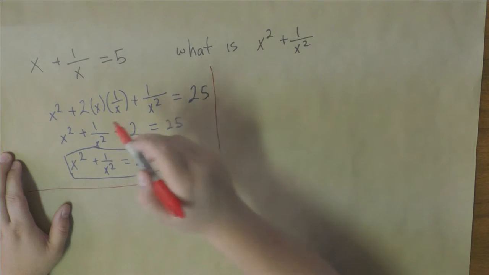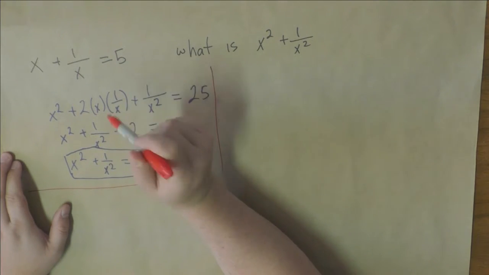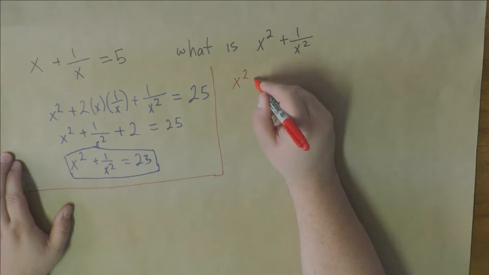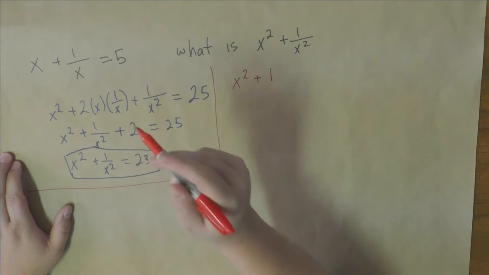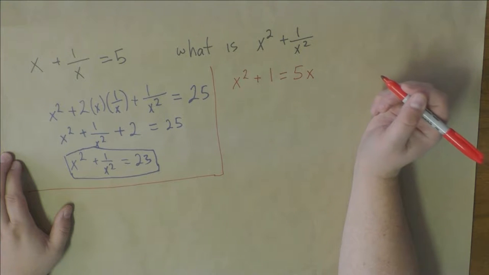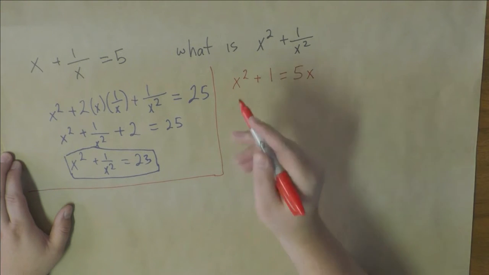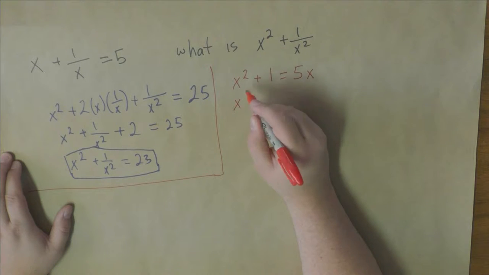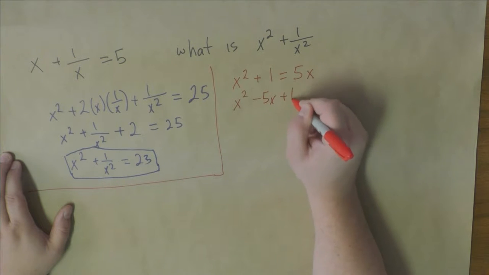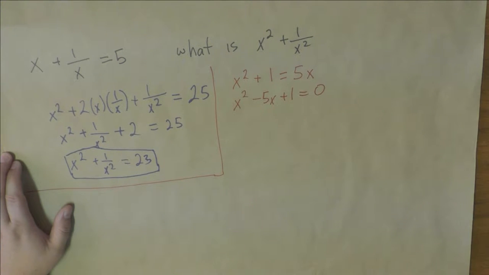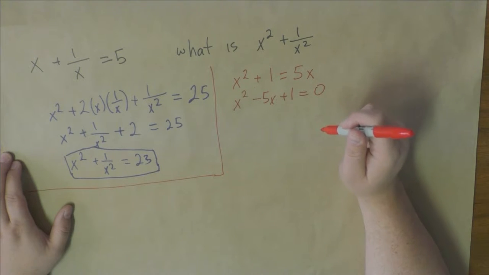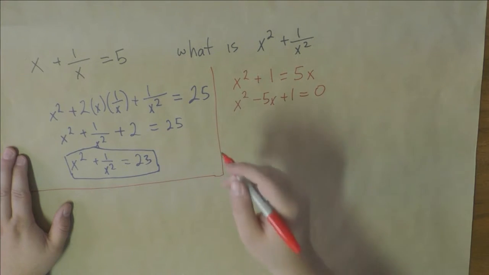So we want to multiply by x to get rid of the denominator. So we multiply everything by x, we get x squared plus 1, 1 over x times x is 1, equals 5x, right? And if we convert that into the form for the quadratic formula, we get x squared minus 5x plus 1 equals 0, right? Now, we plug this into the quadratic formula, we'll get 2 answers for this.